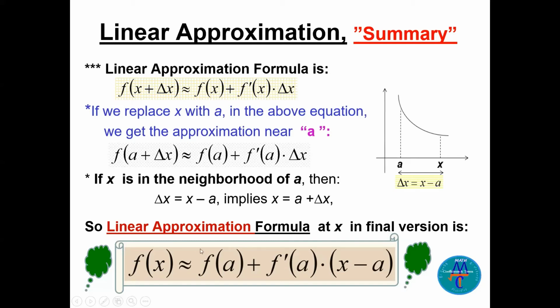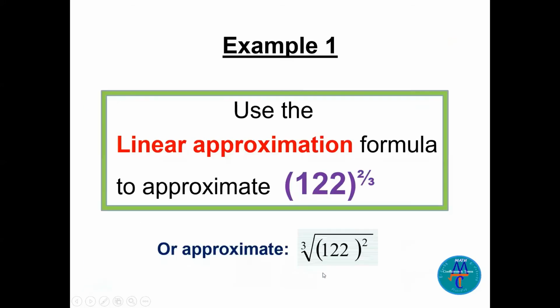This is the gift here, the linear approximation formula at x. So we have f of x, where x is a given number. f of x will be approximated by f of a plus f prime of a times x minus a. This is what we have to remember. We will see a nice example, or more than one, I think, right now.